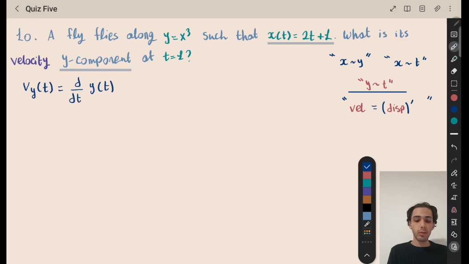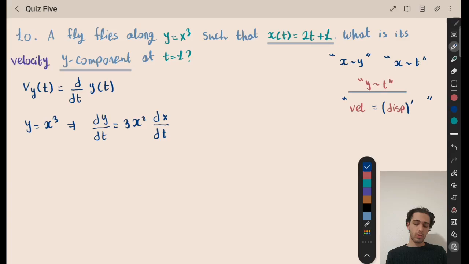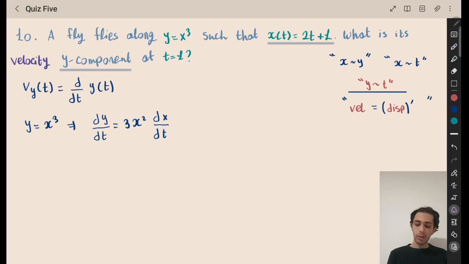Okay. This is a lesson about derivatives, so maybe we should take the derivative. So if y is equal to x cubed, then the rate of change of y with respect to t is equal to 3x squared times the rate of change of x with respect to time, dx/dt. Okay, so that's even more progress. It seems that we're formalizing this idea that there's a relation between x and y.